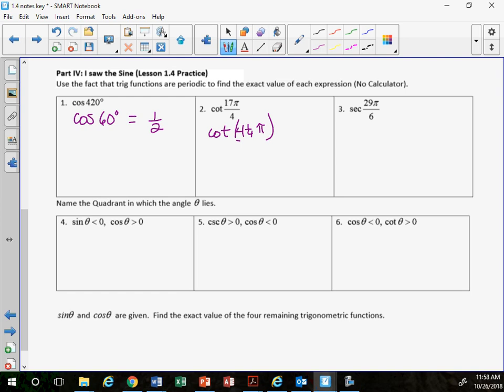Okay, so let's think about it. That's 4 pi and then 1/4 pi. Well, if you go around your circle, 4 pi, what does that do? Twice. That's exactly twice around, right? So does that change anything? No. So really I'm only asking you the 1/4 pi part. What is the cotangent of pi over 4? Because every time around it's 2 pi, yeah. So it's 1, okay? All right, so you guys try number 3.